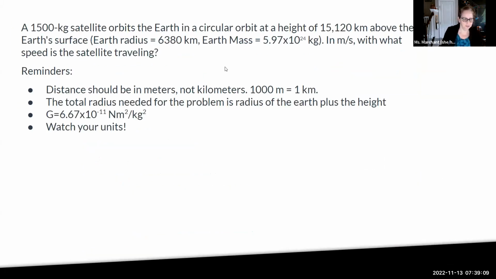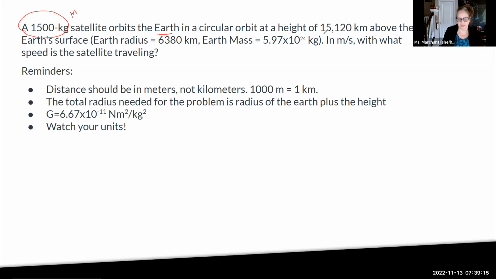How about this guy? A 1,500 kilogram satellite, that's our mass, orbits the Earth in a circular orbit at a height of 15,120 kilometers. I'm going to change that right now because I'm one of those people that forgets that I need to be in meters, and that's above the Earth's surface. So that is this distance right here, 15,120,000. We also have to go center to center, so I need to add in the 638,000. Remember, that's kilometers. I need to change that into meters.